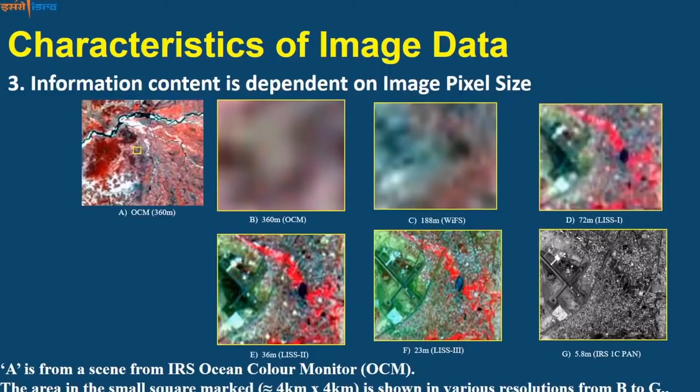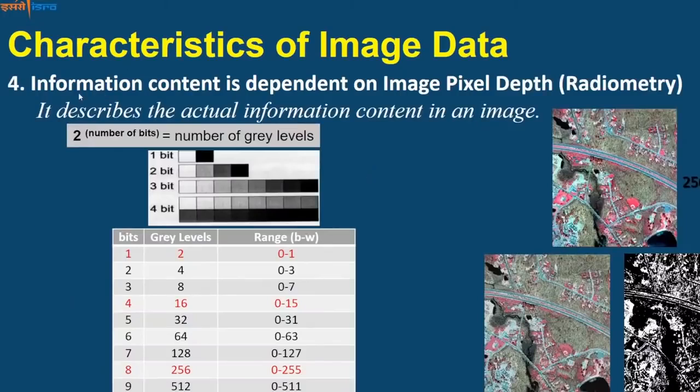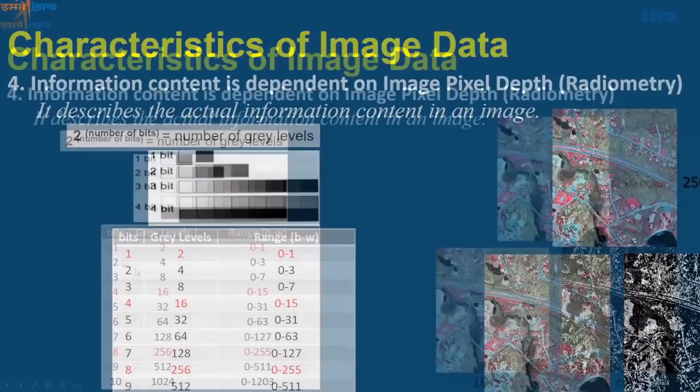Similarly, another important characteristic is image pixel depth. That is the radiometry. How many shades have been used for representing 1 pixel? It describes the actual information content in an image. If you see it here, 1 bit means only 2 colors are used. Similarly, 2 bit, 4 colors are used. 3 bits, 8 colors are used. Similarly, for 4 bits, 16 colors are used for representing 1 pixel. I have these many colors. The range is from 0 to 1 here. In 2 bits it is 0 to 3. So I have these many numbers.